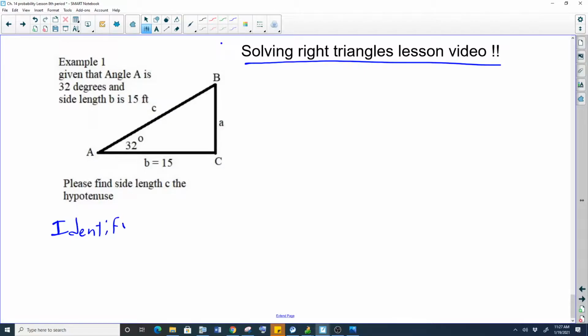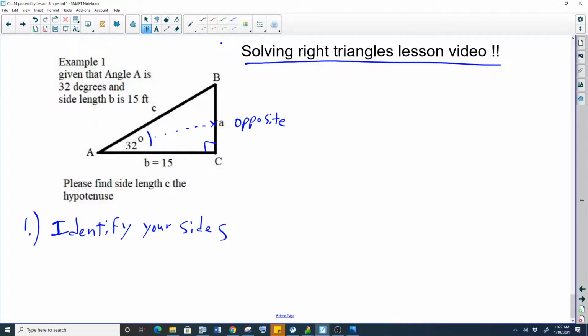So identify your sides of your right triangle. Step number one, from the angle they give you. So from this angle, we're going to throw a rock. It's going to be side A. And so side A is opposite of angle A, 32 degrees. So we'll call that the opposite side length. And then that's the opposite.